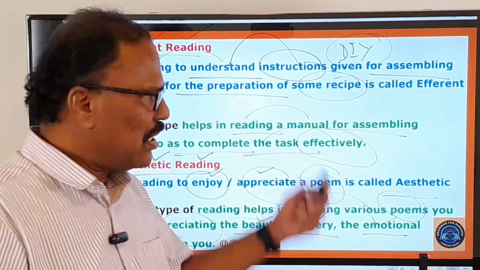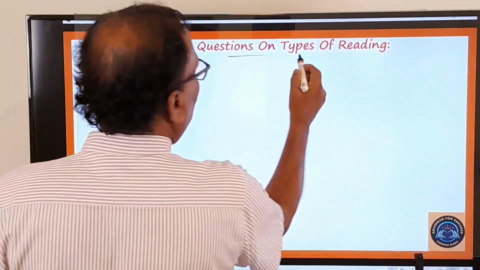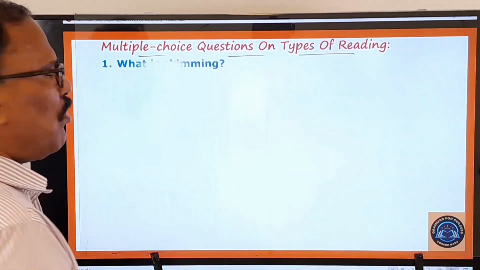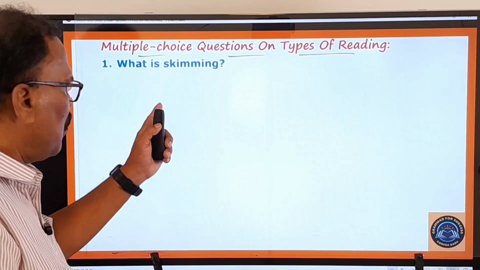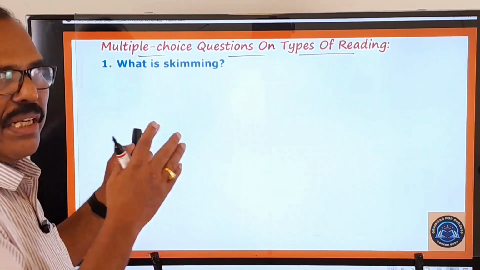Okay, and now let's move on to solve the exercise. Multiple choice questions on types of reading. I only read the question and also the options given under that. You have to choose the right answer.